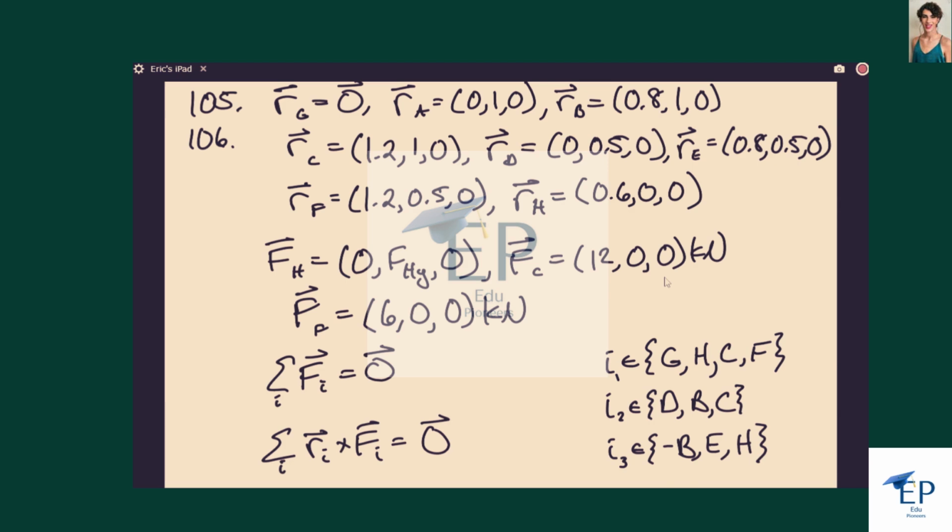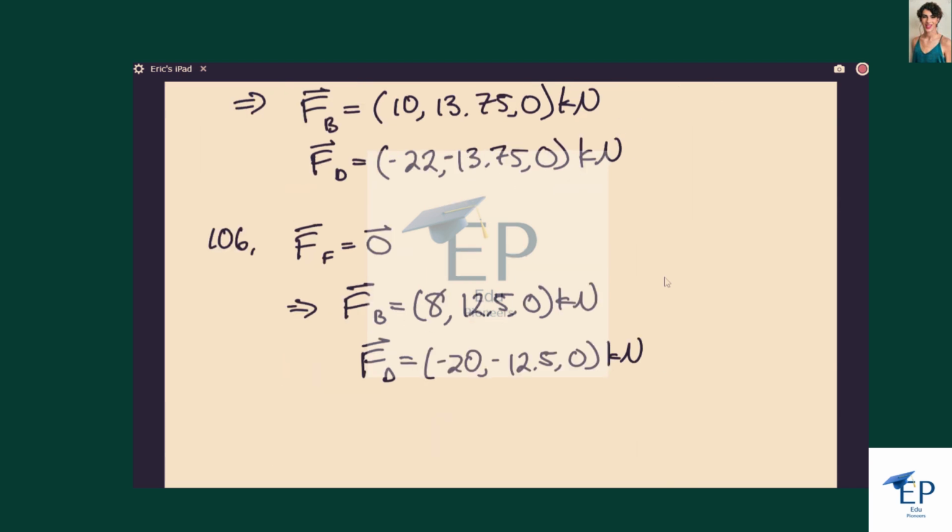the algebra. And in the first case we get FB is 10 kilonewtons in the horizontal direction and 13.75 kilonewtons in the vertical direction. And at D we have minus 22 kilonewtons in the horizontal direction and minus 13.75 kilonewtons in the vertical direction.